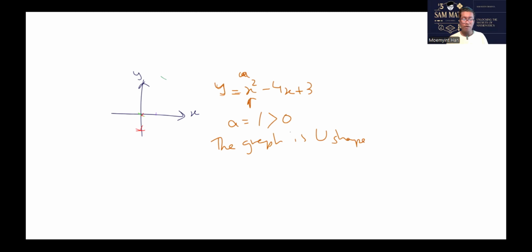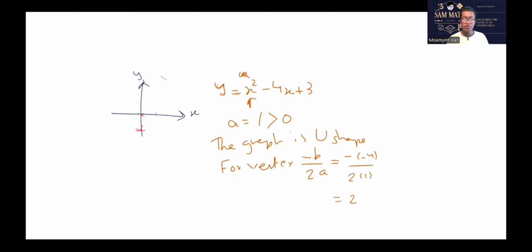And then we're going to find the vertex. For the vertex, we have to find minus b over 2a. So the vertex will look like negative 4 over 2 times 1. So the vertex would be 2. Okay?